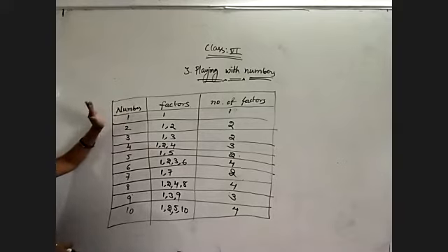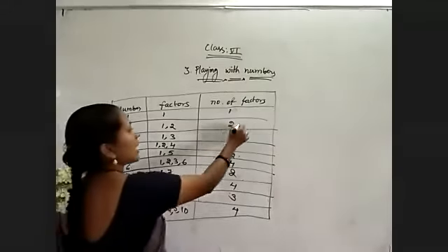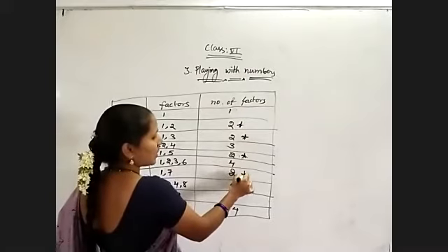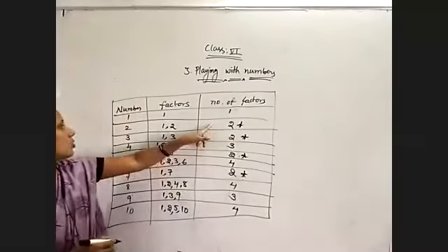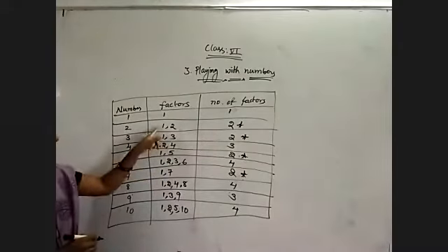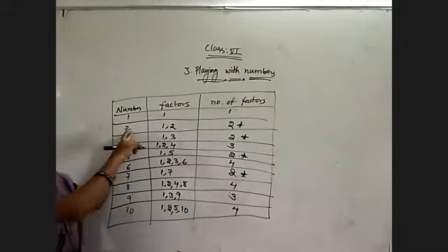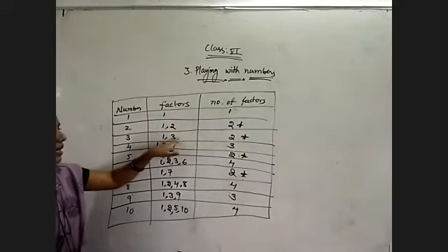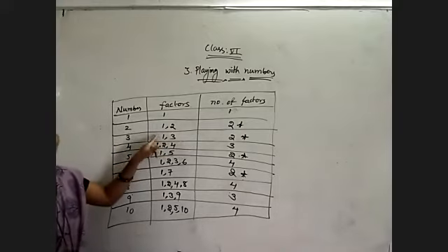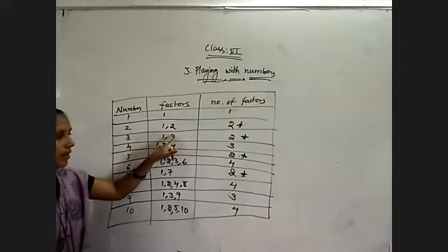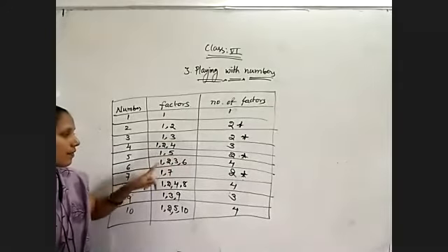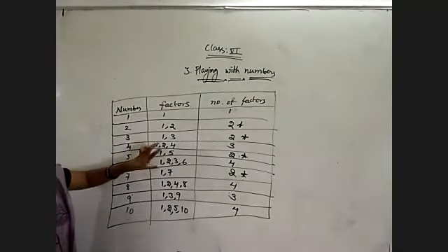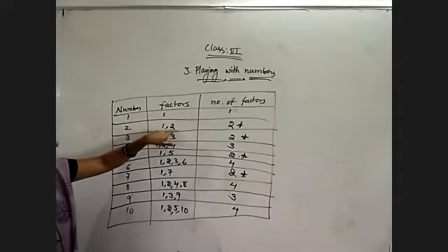Now for this step, observe the numbers which have only 2 factors. Which factors are those? For 2, only 2 factors are there, that is 1 and 2. 1 is the smallest factor and the other factor is that number itself. Coming to 3, 1 and 3: smallest factor 1 and that number itself. And coming to 5, 1 and 5. And 7, 1 and 7.